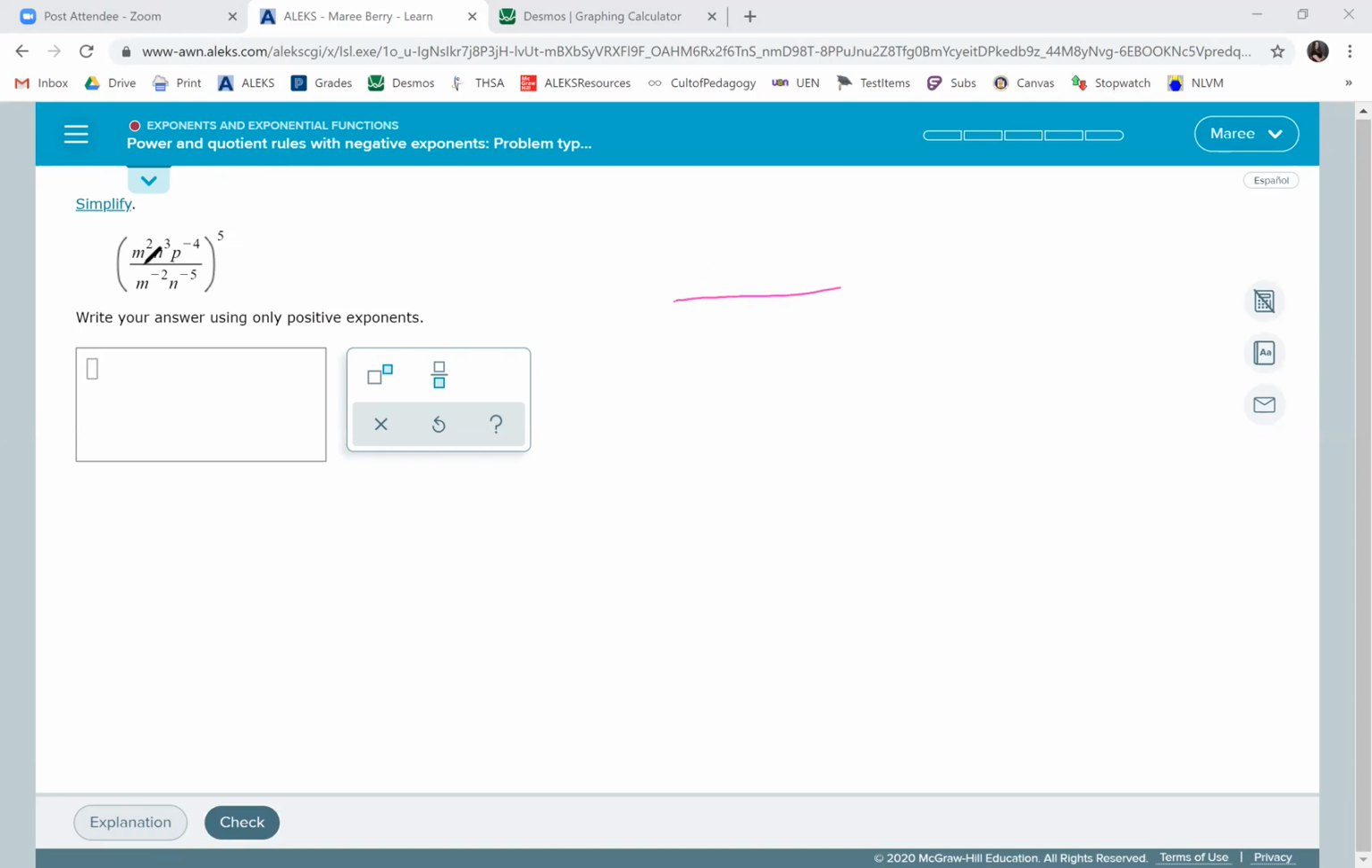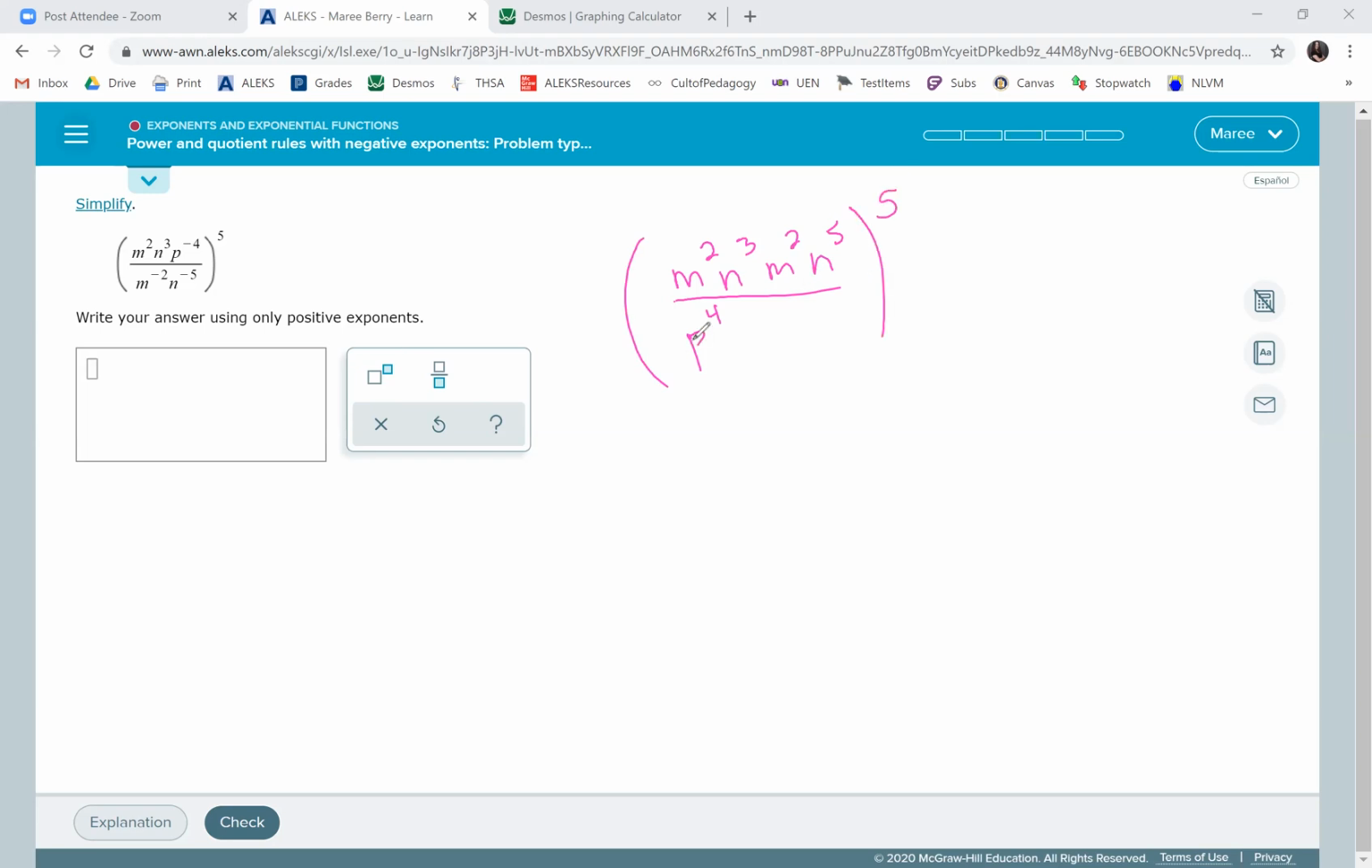I'm going to rewrite starting with the numerator. So we have m squared n cubed. This p to the negative fourth has to go down to the denominator and make it positive. Then I'm going to go across the denominator. Look, they're both negative, so they're both coming up here and becoming positive. And this is still to the fifth.